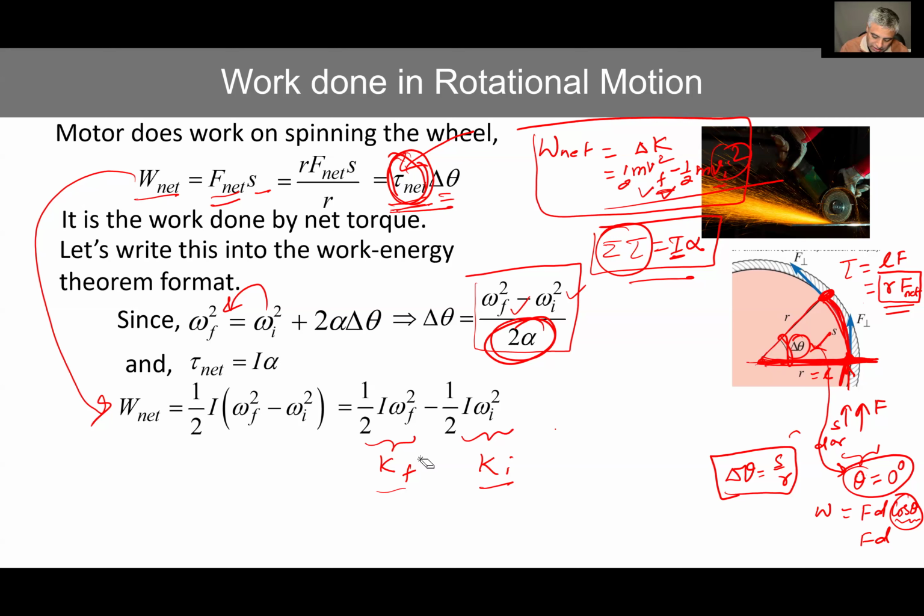We're going to say, okay, this is the final translational kinetic energy, not translational, but rotational in this case, rotational final and rotational initial.